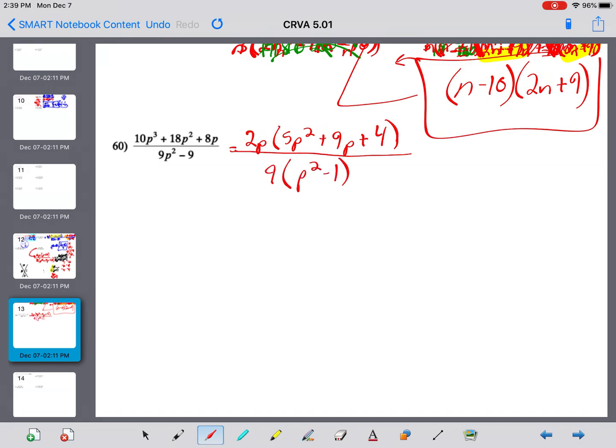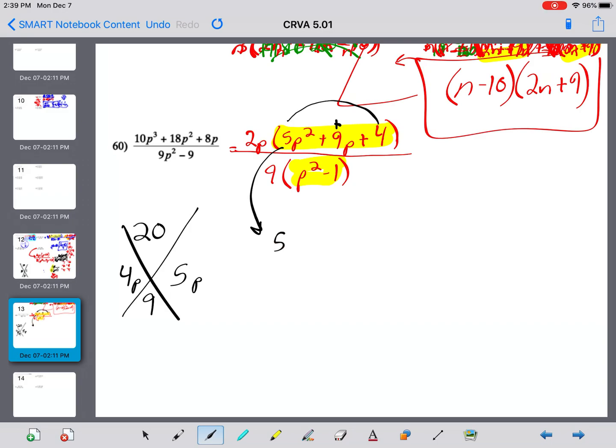So, we've got to try to factor this even further and this even further if we can, folks, and they are both likely factorable. On the top, multiply your A and your C. You get 20. So we're really looking for ways to multiply to 20 and add to 9. That'd be 4 and 5. But put p's after it. So we rewrite this as 5p squared plus, not 9p, but 4p plus 5p plus 4.